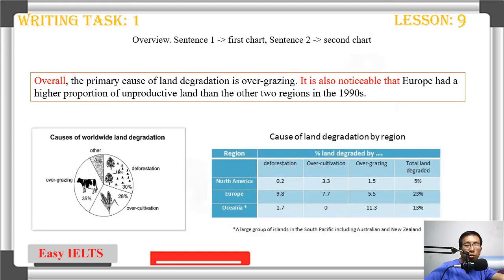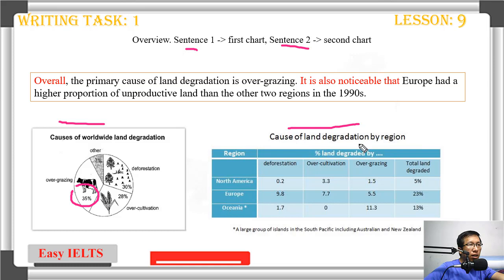Okay, move on. So we're going to write the overview. For overview, just write 2 sentences. Sentence number 1, you write about the first chart. Sentence number 2, the second chart. If we look at the first chart, you can see the cause. You can see the cause of degradation, over-grazing. The number is biggest.